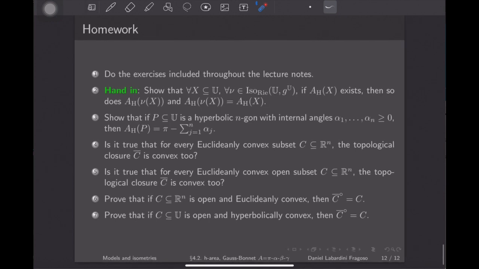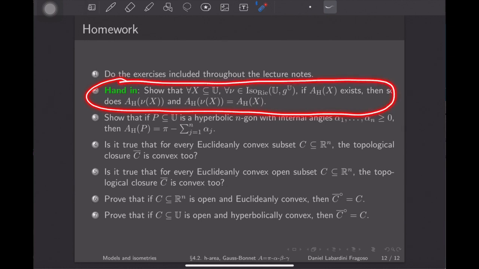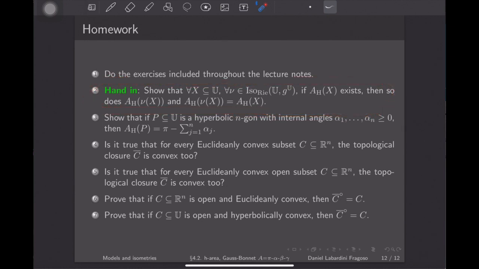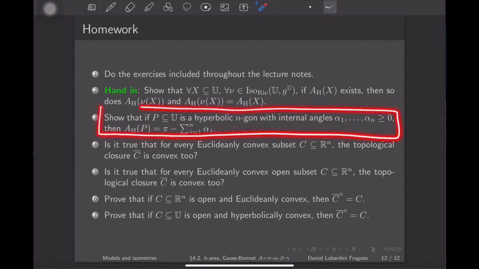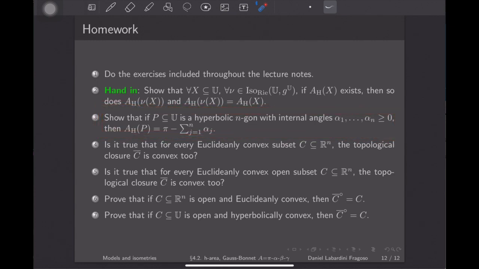And finally, some homework. So here is the hand-in exercise: to show that hyperbolic area is invariant under all possible Riemannian isometries of the upper half plane. Here you have this other exercise, which is to generalize the Gauss-Bonnet formula to arbitrary n-gons.